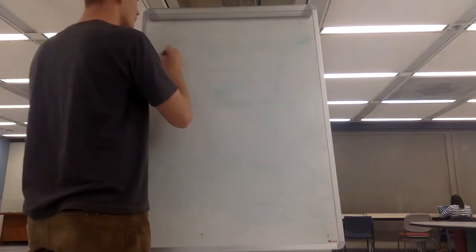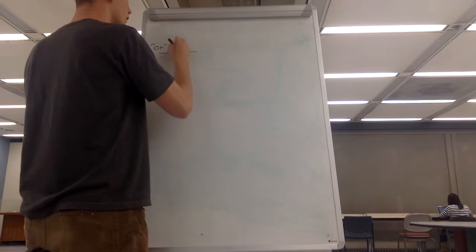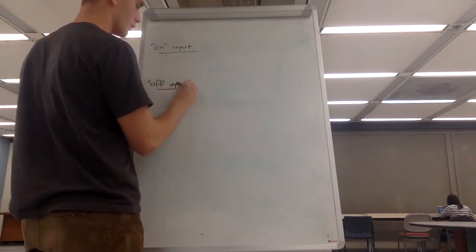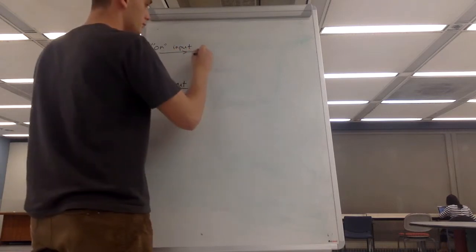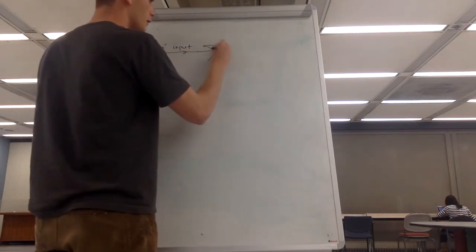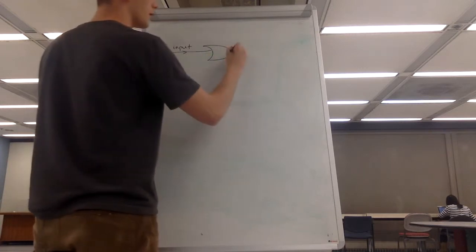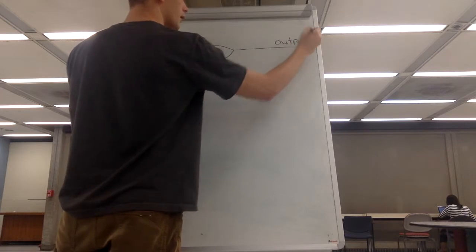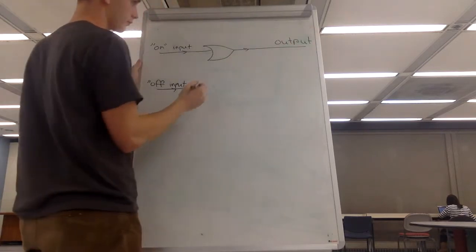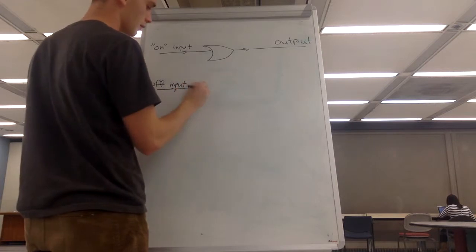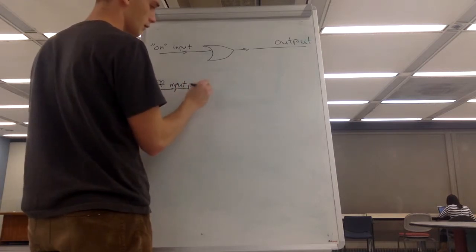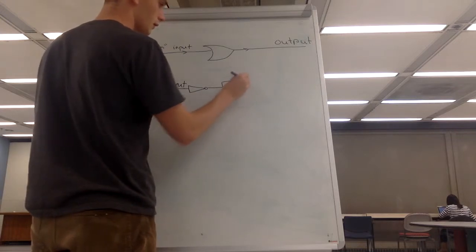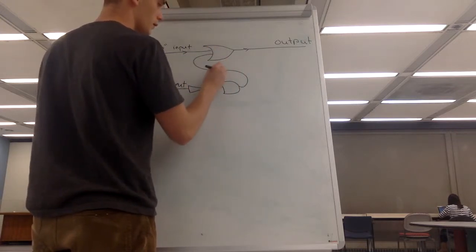So I decided to construct a logic gate representation of my circuit, starting with an on input and then an off input. The on input is linked to an OR gate, and the output of that OR gate is going to be the output of the system. The off input is linked to a NOT gate, and that NOT gate is linked to an AND gate. The AND gate is going to output to the second input of the OR gate, and the output of the entire system is going to be the second input to that AND gate.